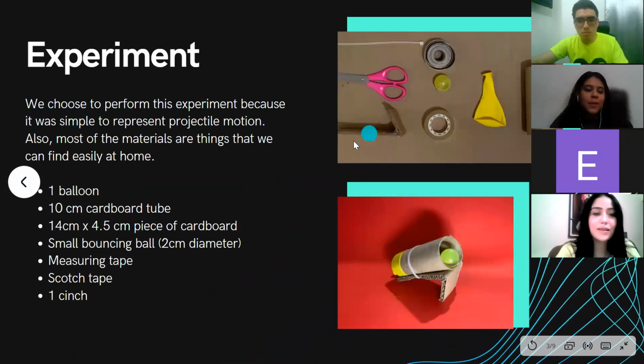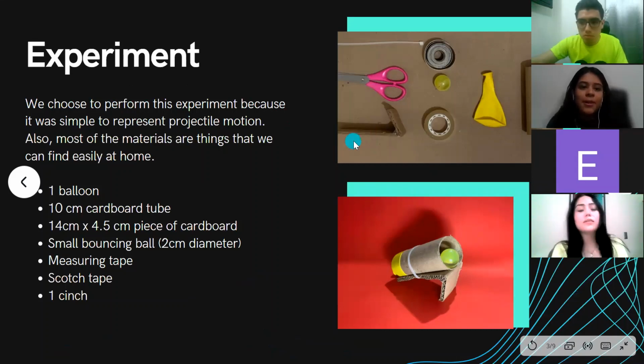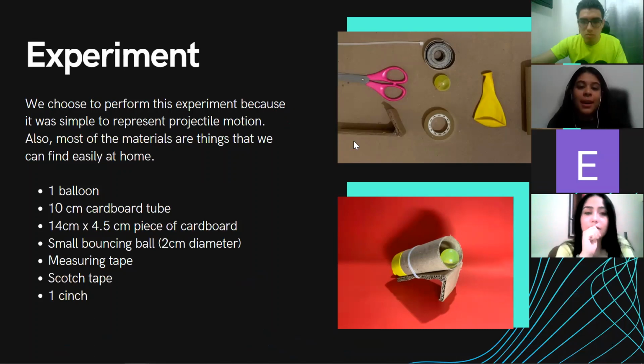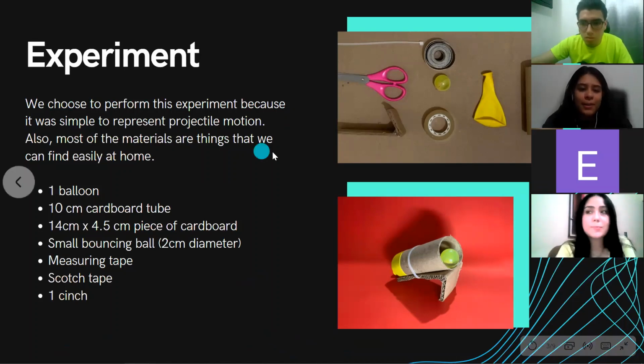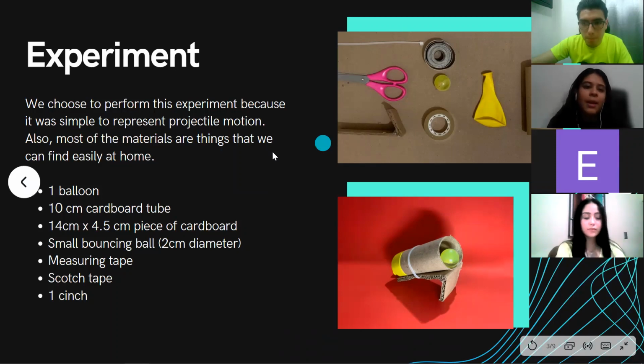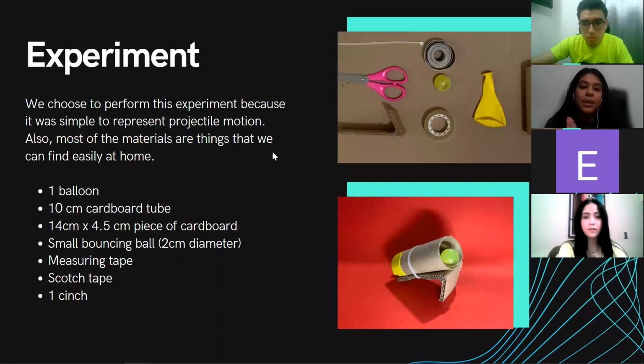So we saw a lot of experiments while doing the research, but we stayed with this one, which is a cannon. We chose it because it's simple to represent projectile motion, and it is made with things that we already have at home: a balloon, a 10-centimeter cardboard tube, the kind that comes in toilet paper, a piece of cardboard that helped to maintain the angle every time, a small bouncing ball, a measuring tape, and scotch tape.